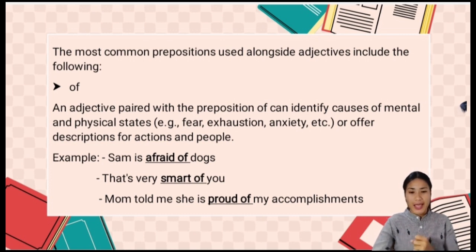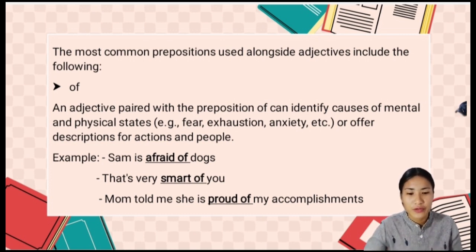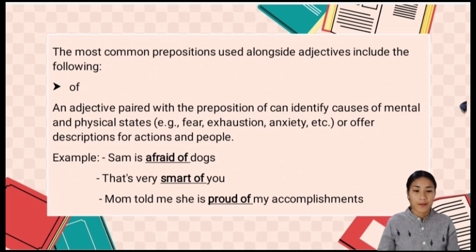Alright, let's look at the example. Sam is afraid of dogs. That's very smart of you. And the last is mom told me she is proud of my accomplishment. So we can see the preposition of with adjective is in the first example afraid of, smart of, and proud of.